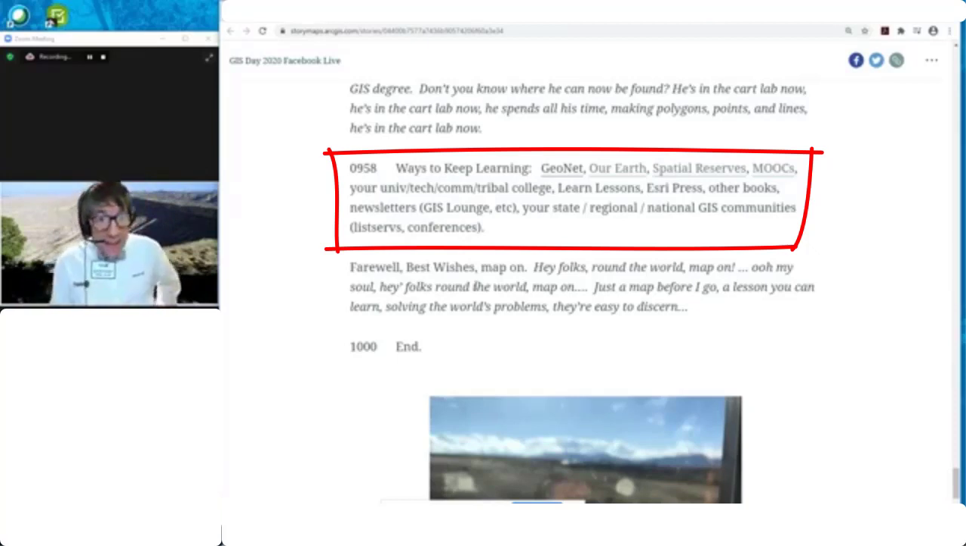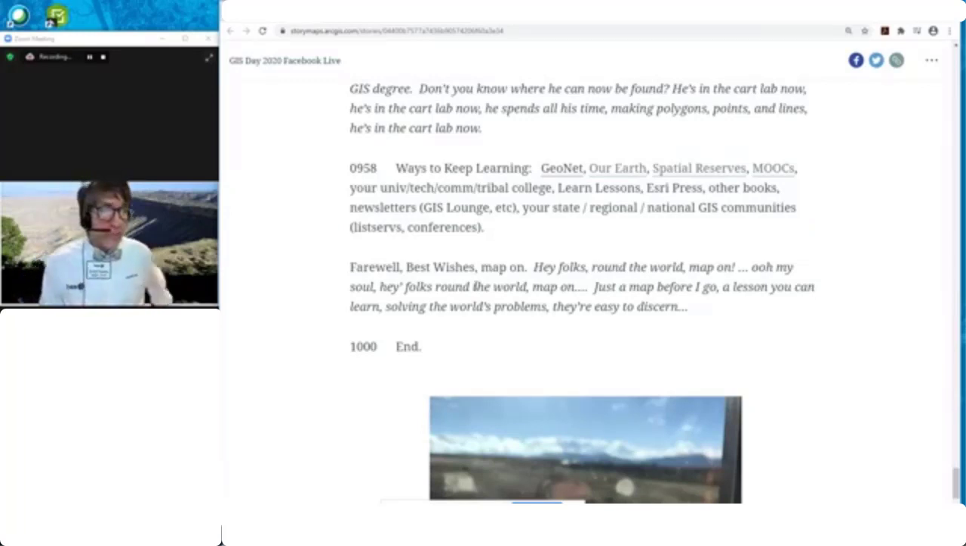The Learn Lesson Library, hundreds of lessons on how to make a story map, how to collect data in the field, how to do spatial analysis. Esri Press, with books, ebooks, and more. Newsletters like the GIS Lounge are great ways to learn. And as I mentioned before, your state, regional, national GIS communities, conferences, listservs, LinkedIn, etc.